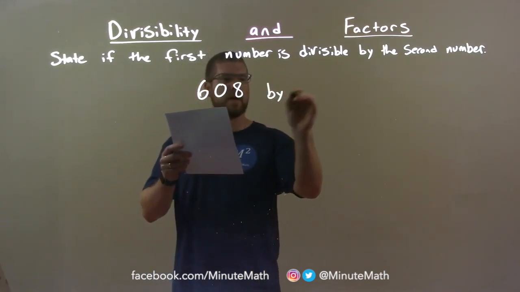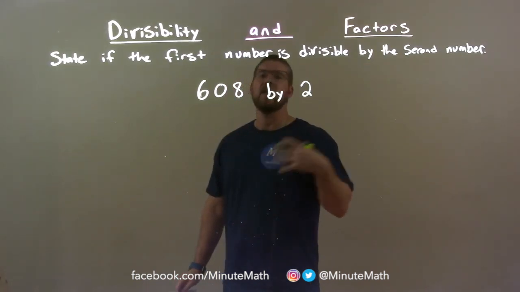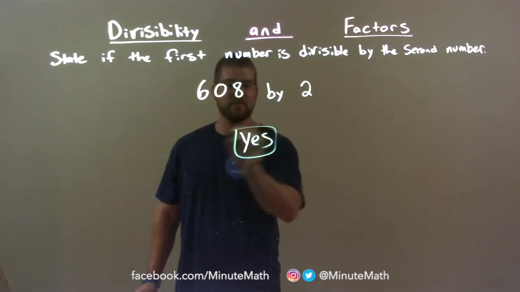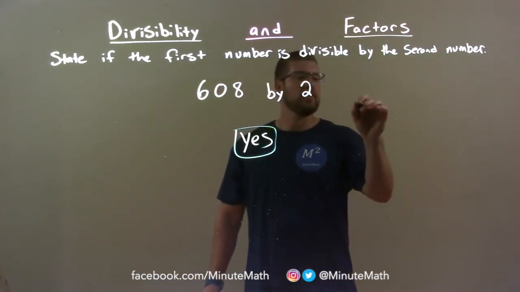Is 608 divisible by 2? Well, first thing I see, first number is even. That means it's always divisible by 2. So quick answer is yes. Now, just to double check, let's do long division.